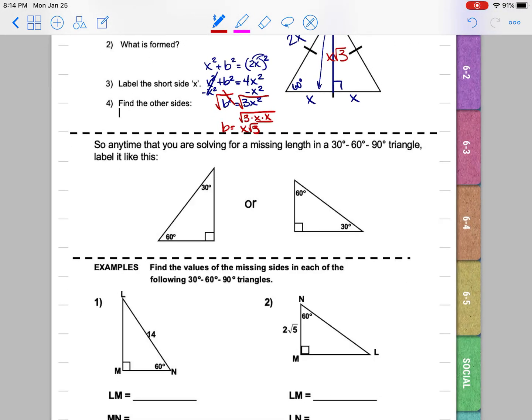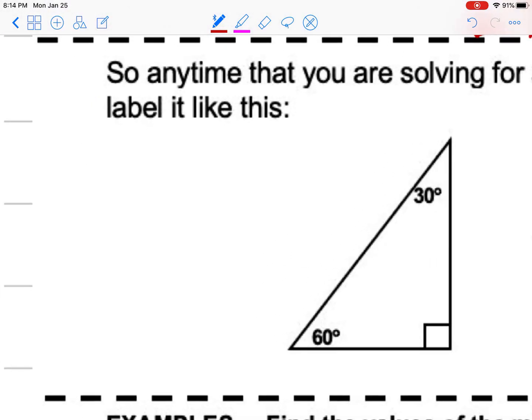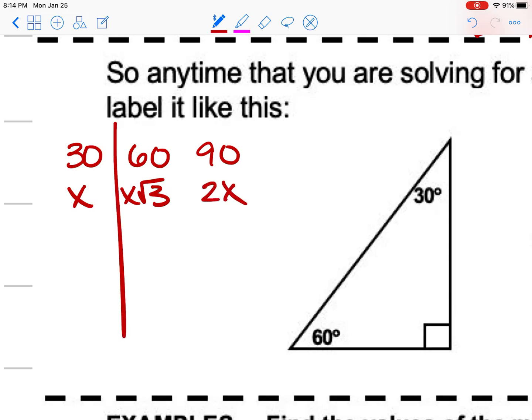So when we go to do a 30, 60, 90 triangle, we still have a tic-tac-toe board, but this time it looks something like this. We have 30, 60, 90. 30 is going to be across from our small side, so that would always be x. 60 is across from the altitude, so that would be our x square root of 3. And the 90 is the long side, which will always be 2x.